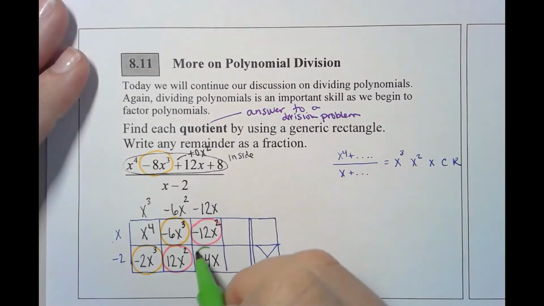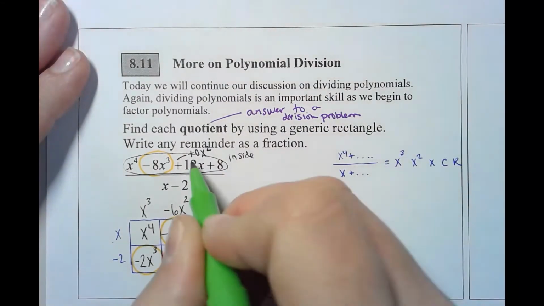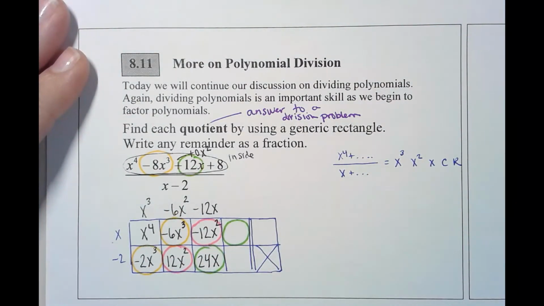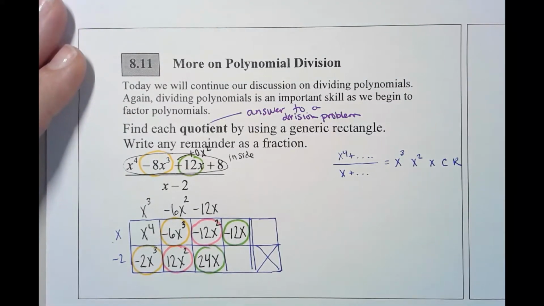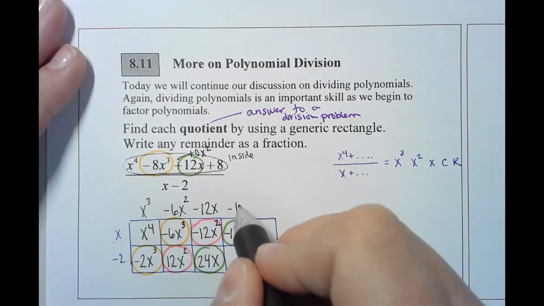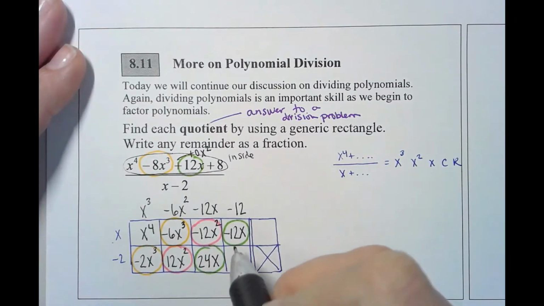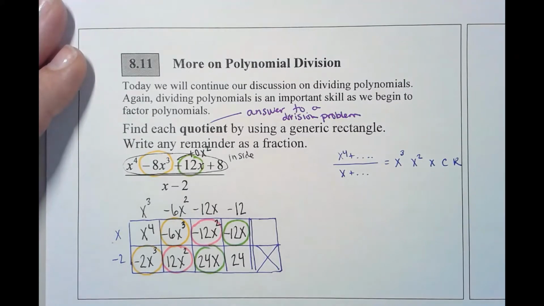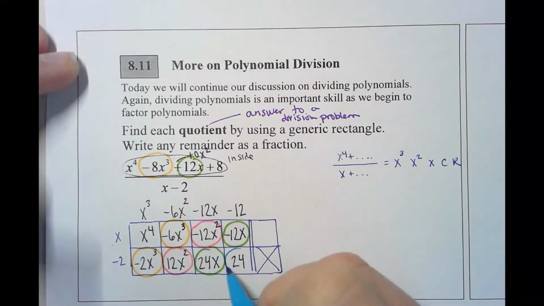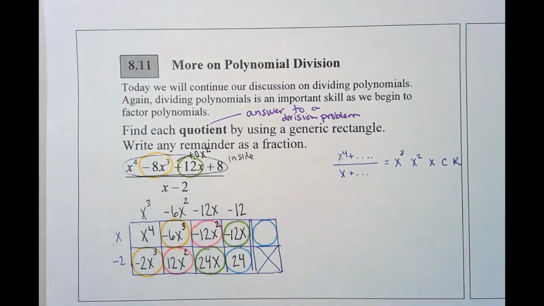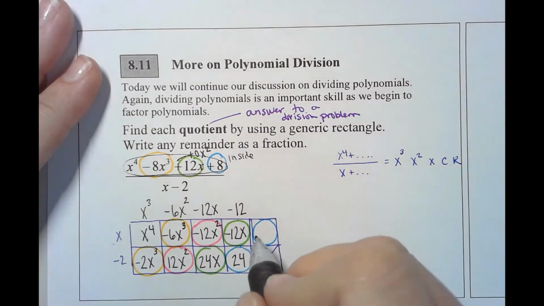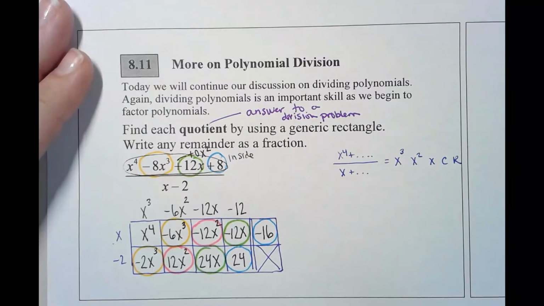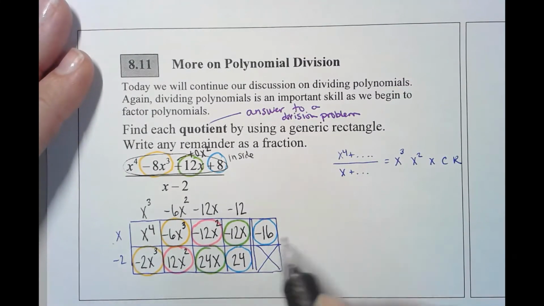All right, so we've got our 24x there, and we need a grand total of 12x. So I have too many, so I need to take some away, and I need to take away 12 of them. All right, put a negative 12 up here, and negative 12 times negative 2 is a positive 24, which starts our next diagonal, our last diagonal, in fact. I need a grand total of 8 in the box, and right now I have 24, so I better take some away. I need to take away 16. All right, so here's my remainder.